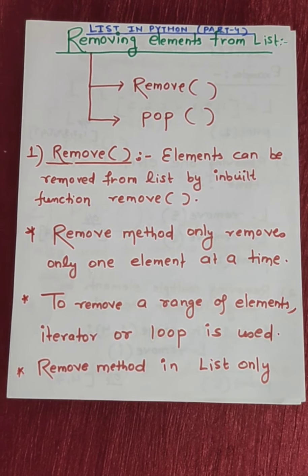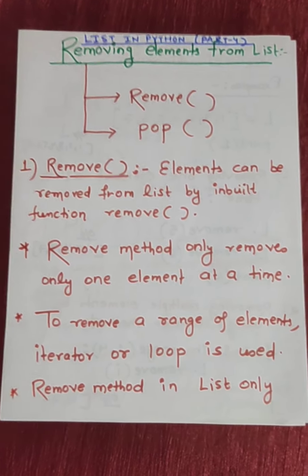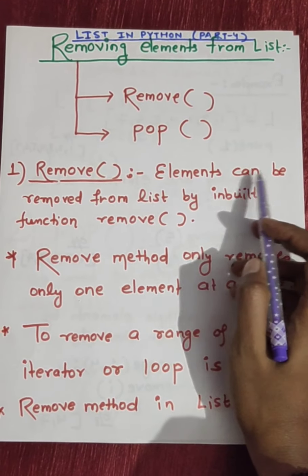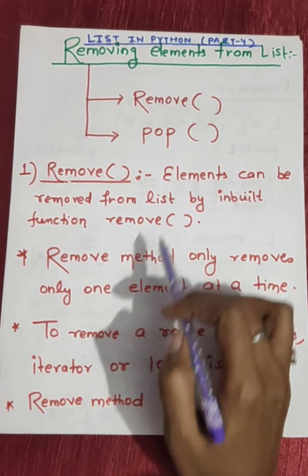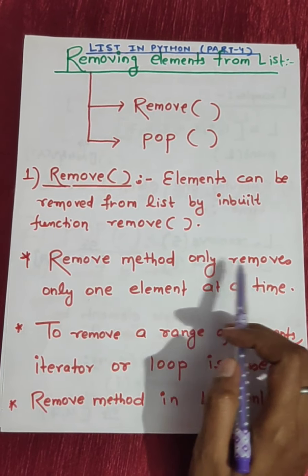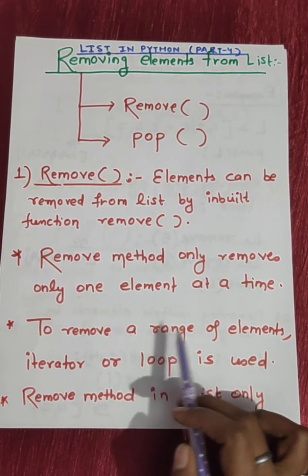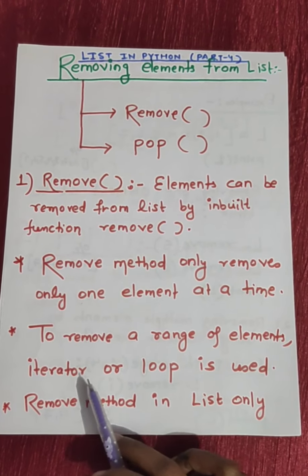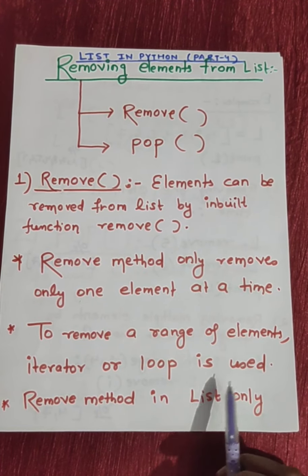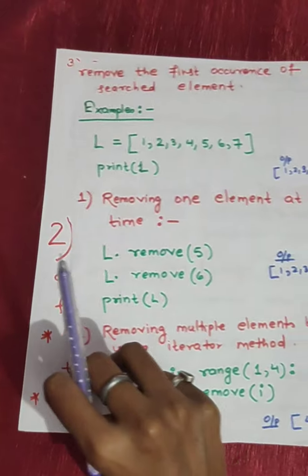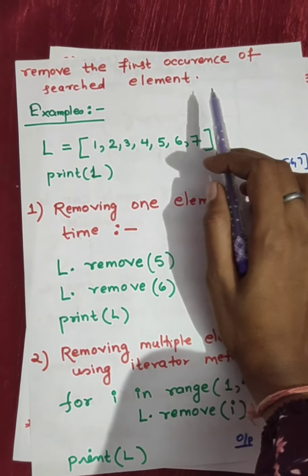Now I am going to discuss the remove method. Elements can be removed from a list by using the inbuilt function remove. The remove method removes only one element at a time. To remove a range of elements, we will use either an iterator or a loop. The remove method in a list only removes the first occurrence of the search element.